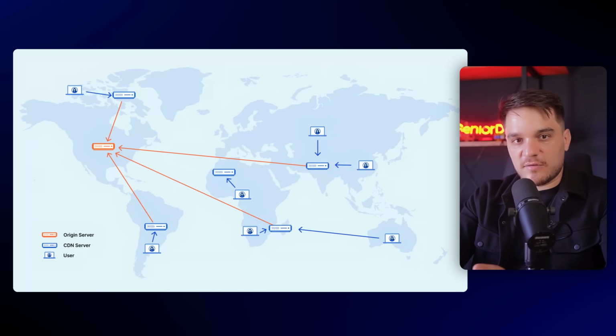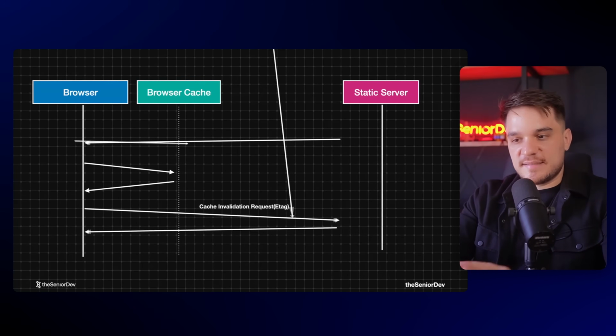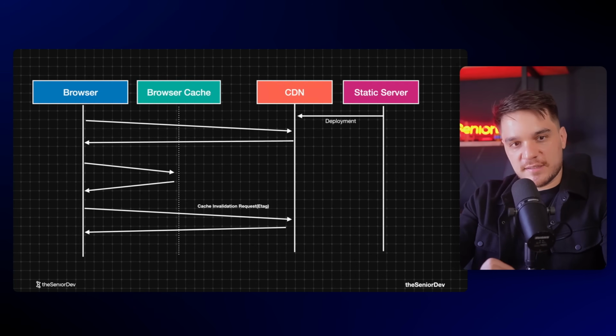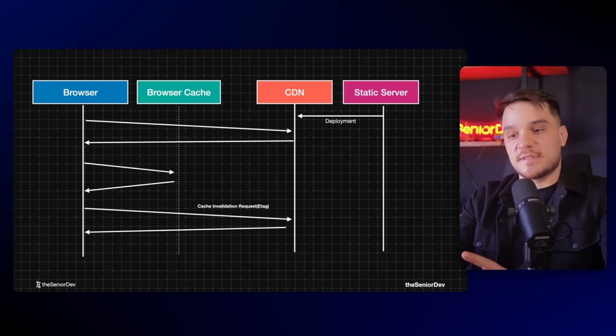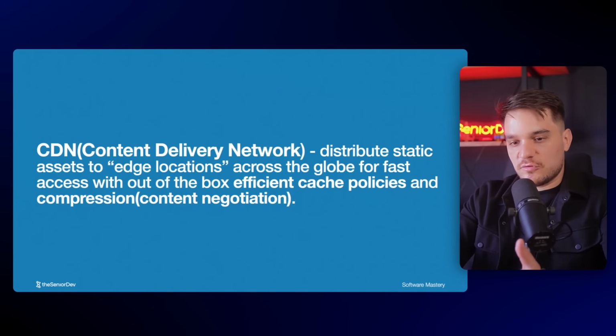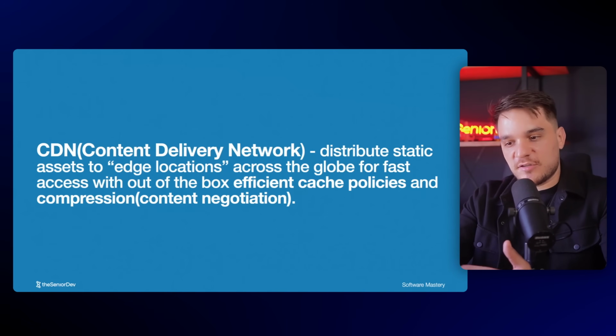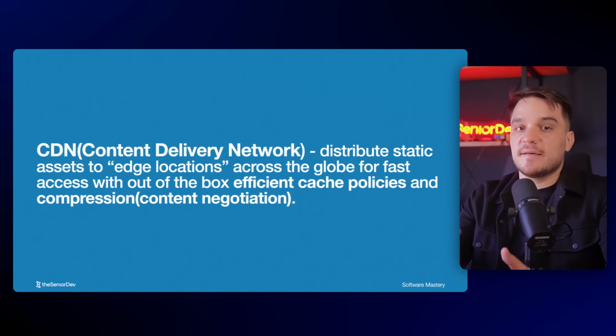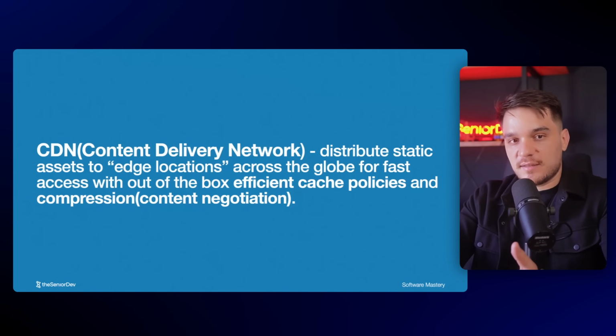It's probably the best thing you can do from a performance point of view for a web application, and the first one. Basically, the CDN will become our server. So whenever new static assets are published, so imagine you recompile your application, you release a new version, and you have that JavaScript bundle and the CSS files, they would go to the CDN, and the users will get them from the CDN. And so basically, it's used to distribute static assets to those edge locations across the globe for very fast access. And out of the box, it gives you all these implementations like an efficient cache policy and compression, which is done through content negotiation.